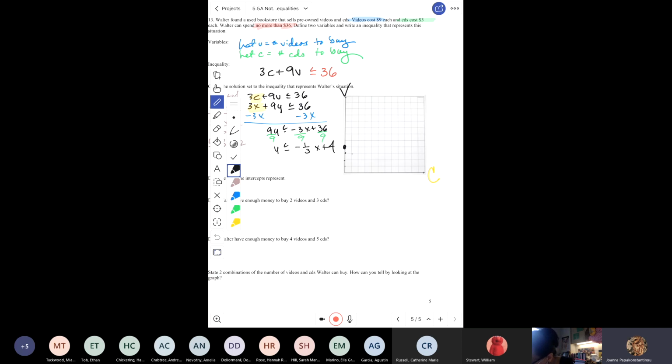And I'm going to go down 1 and to the right 3. Is it solid or dotted? It is solid. Now, is there another point on the graph, maybe on the boundary line, that we would be very interested in knowing so we have an accurate graph? I have my y-intercept. I have another point, but what would be another interesting point to have?